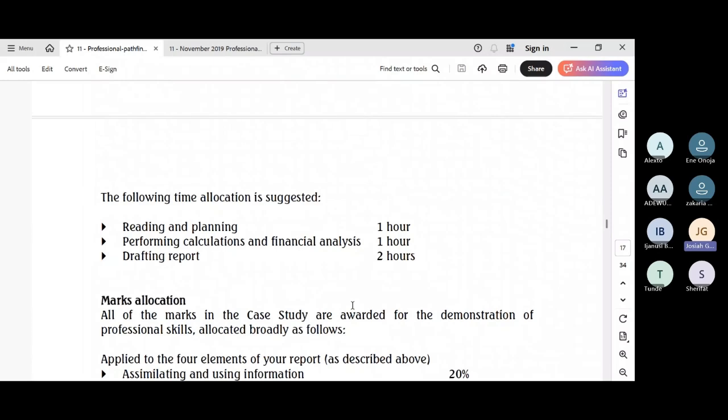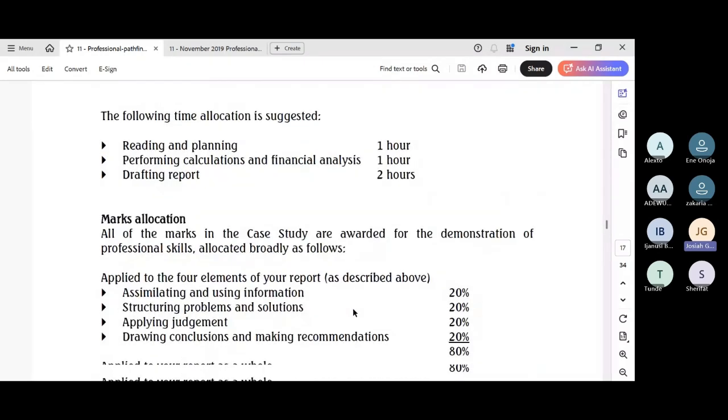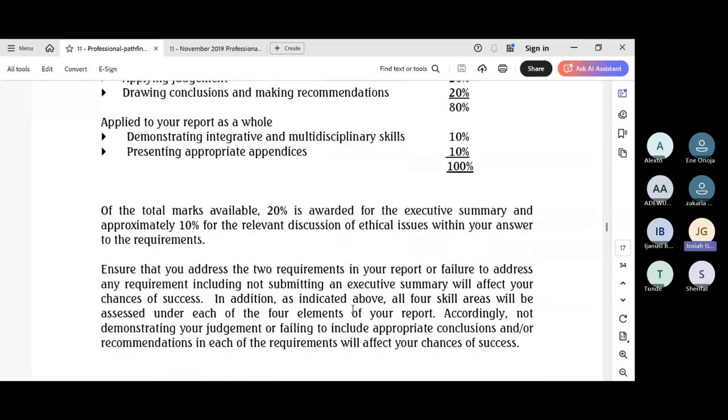All right, so these are the marking structure and the time advised. Okay, so you can see 20% is awarded to the executive summary and 10% awarded to ethical issues in your answer.